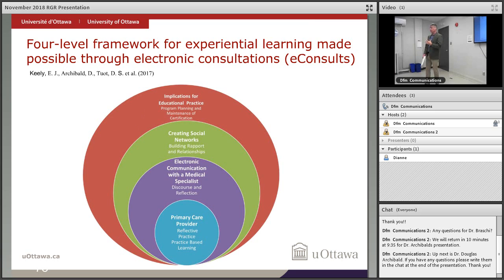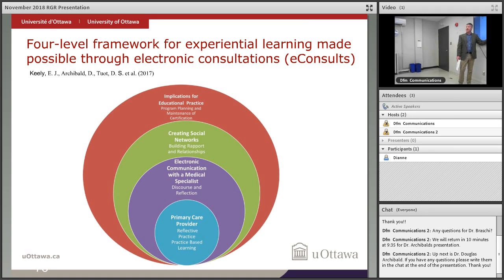So that led us, actually, to helping develop a framework. And this is one that we had published last year in Academic Medicine. It's a 4-level framework on experiential learning. So it all starts with the primary care provider, reflective practice-based learning. Moves into the discourse and reflection. So this is all part of the Kolb learning cycle. But then we move out of the Kolb learning cycle. Remember I said the critics of that cycle are that it's very individualistic.